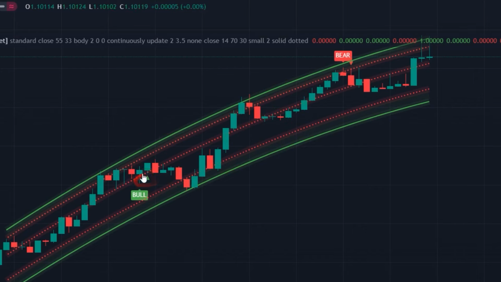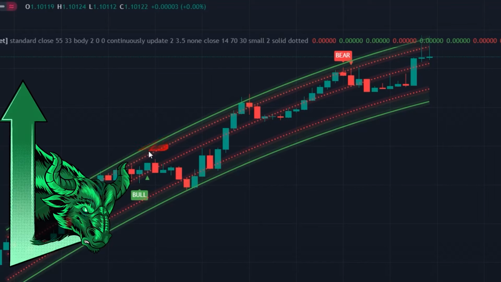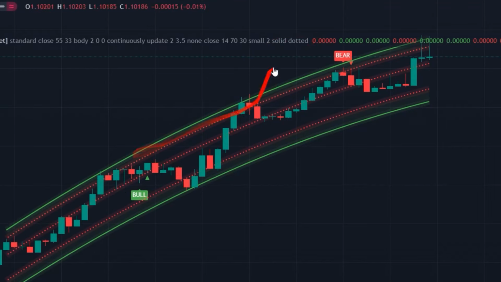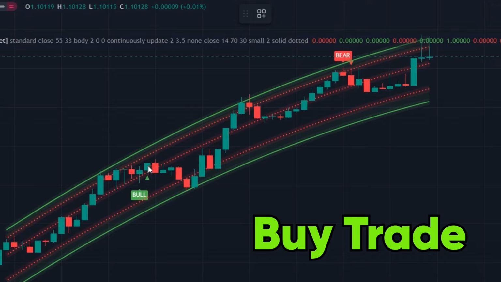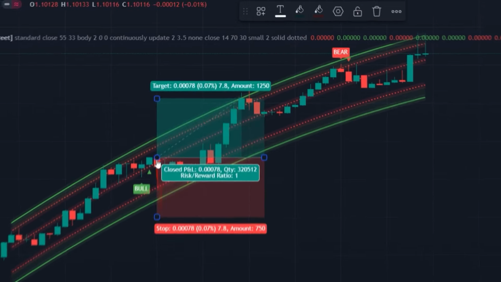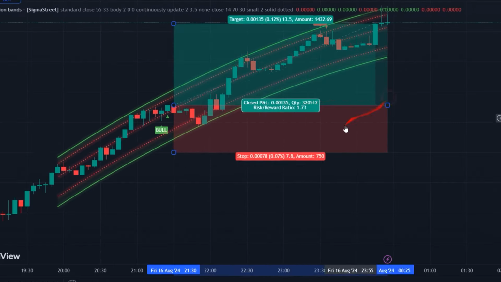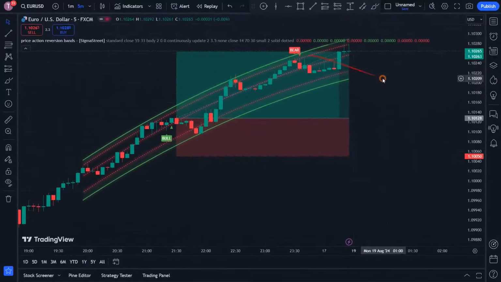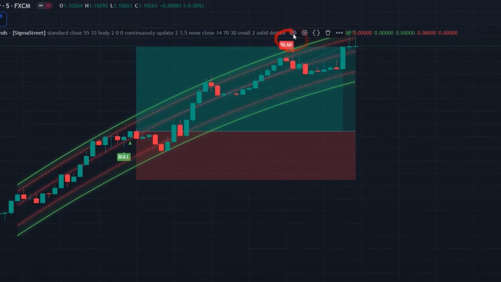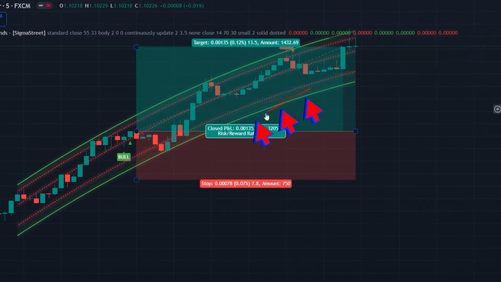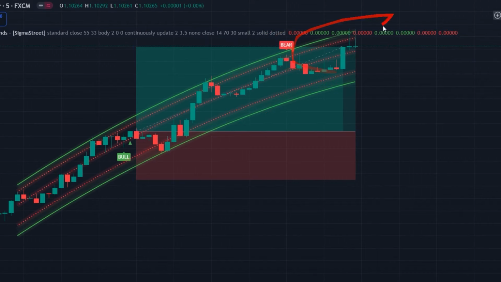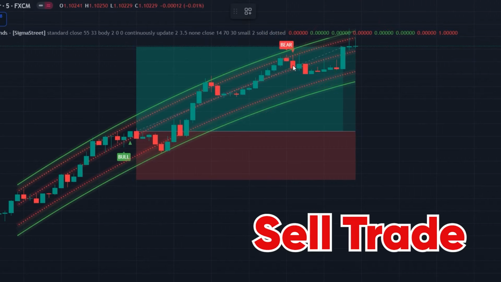When this indicator gives us a bullish signal and the price candles are below the upper poly band, we should only enter a buy trade. Conversely, when this indicator gives us a bearish signal and the price candles are above the lower poly band line, we should only open a sell trade at that point.